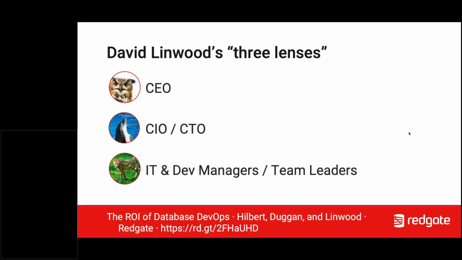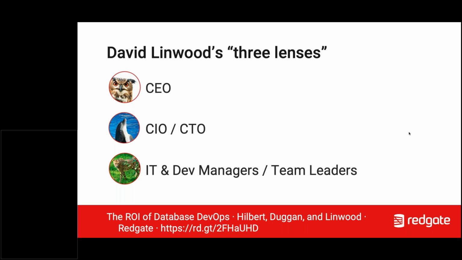just because when you're talking to different people at your organization, it can be useful to know, okay, why would they care about DevOps? Because the reasons that a CEO cares about DevOps is a little different than the reason that a CIO or a CTO might care. And similarly, IT and dev managers have different reasons for caring about this too.